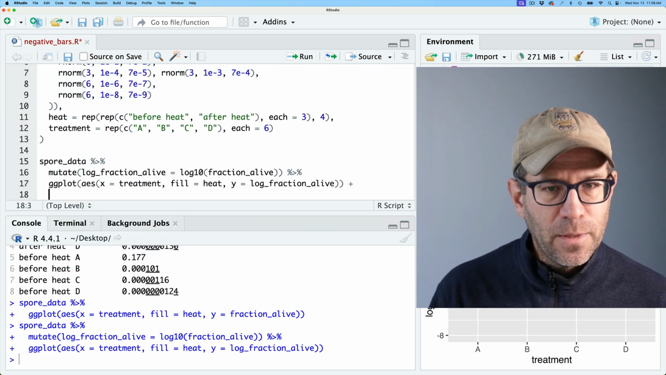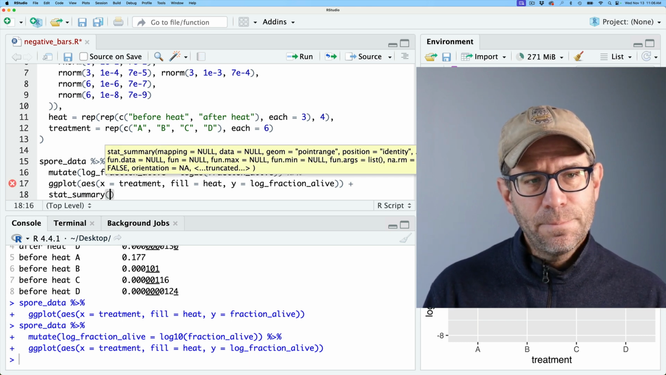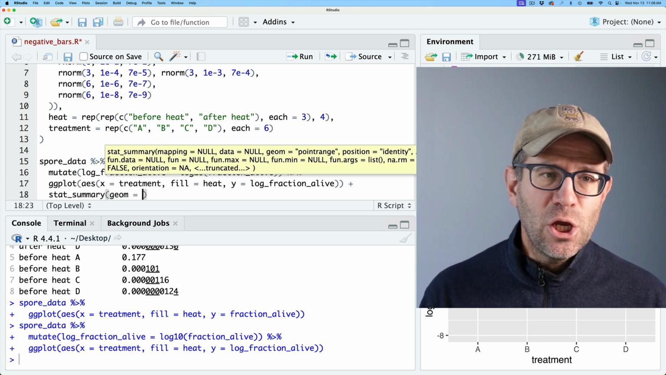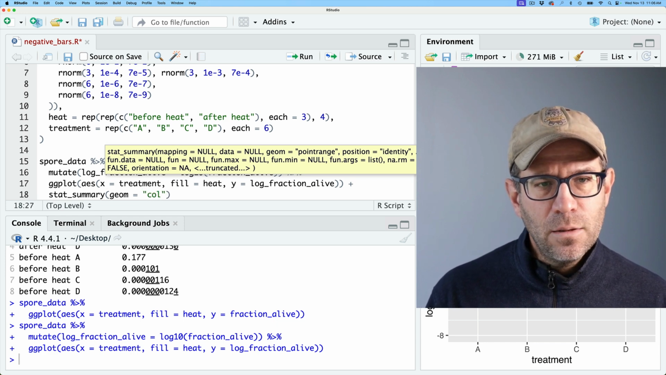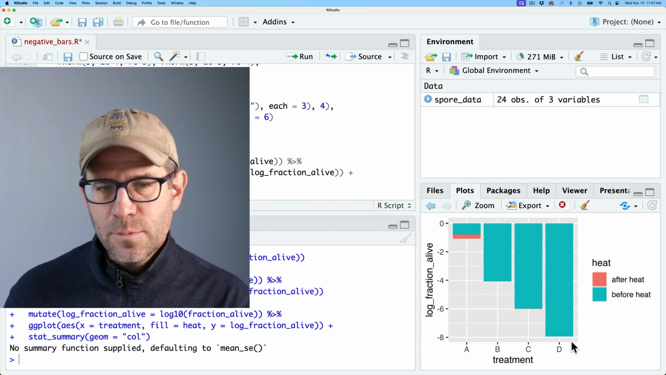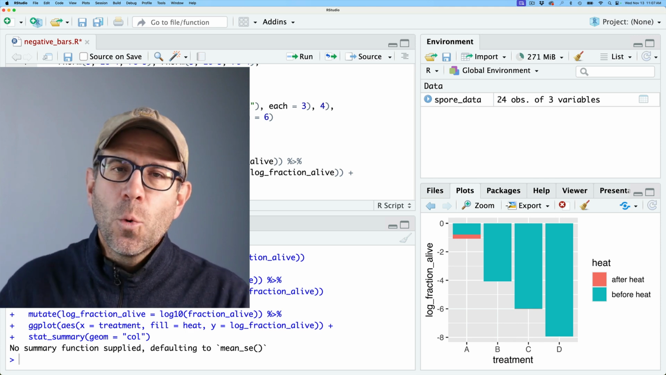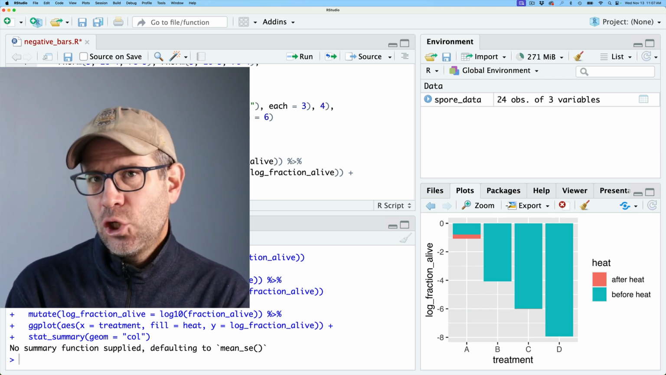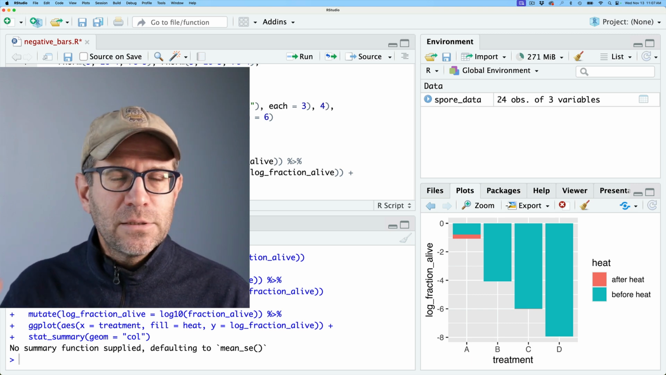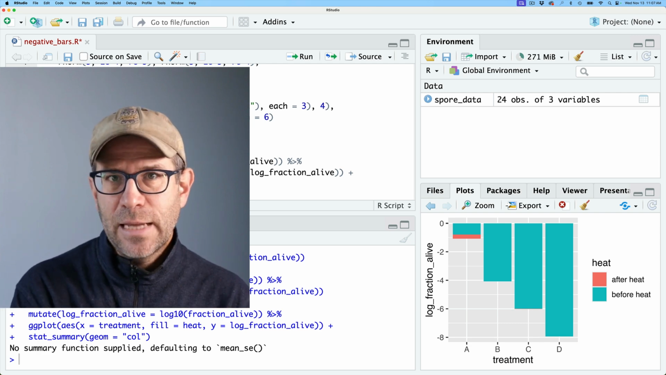Now what we're going to do is go ahead and add to this stat_summary. So we have to give stat summary a geom. And for that then, we'll say col. So now what we get are the columns, right? And so you'll see that by using stat summary geom col, we've replaced having to do that group by, summarize, and using geom col, okay? And the same arguments that we would have given to geom col, we can put in here into stat summary.